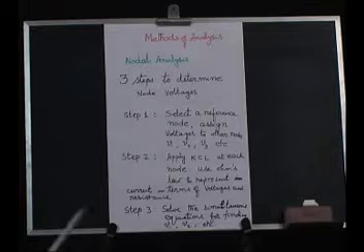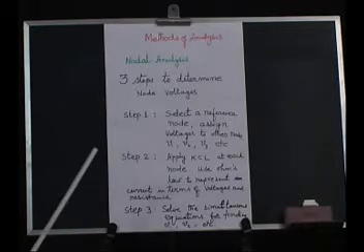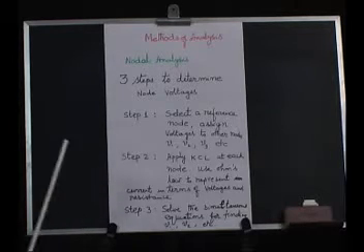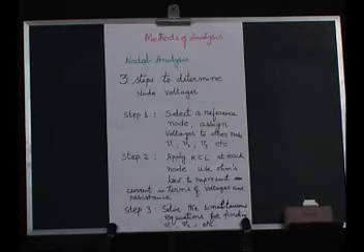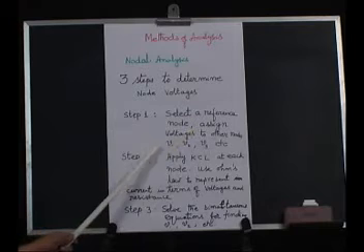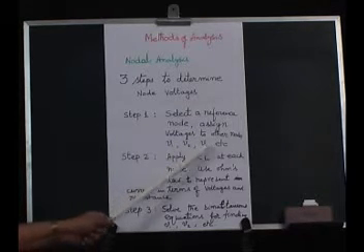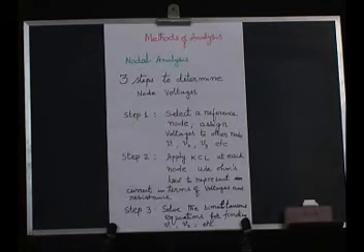So the first step in analyzing the circuit is we make the circuit and then we select a node called a reference node or a datum node. The other nodes are called non-reference nodes. For them, we mark the voltages as V1, V2, V3, etc. That is the first step.